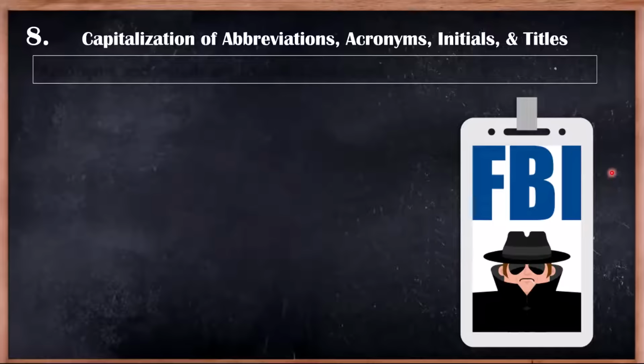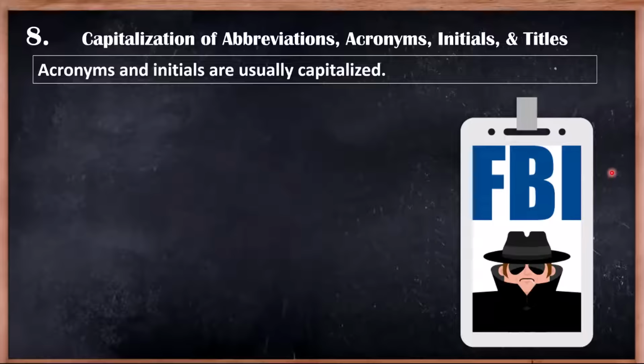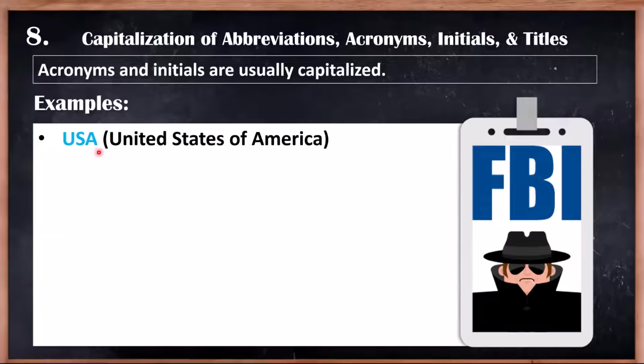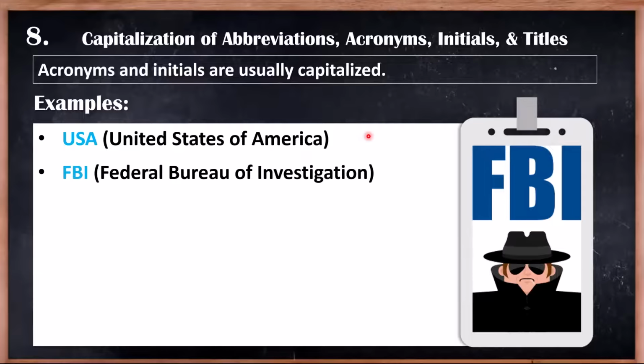Now, finally, we're going to talk about capitalization of abbreviations, acronyms, initials, and the different types of titles we give to people. So acronyms and initials are usually capitalized. We're going to look at a few common examples. USA, when people are writing about the USA, they'll capitalize U, S, and A, and it stands for United States of America. Another example, the FBI will capitalize FBI, which stands for the Federal Bureau of Investigation.